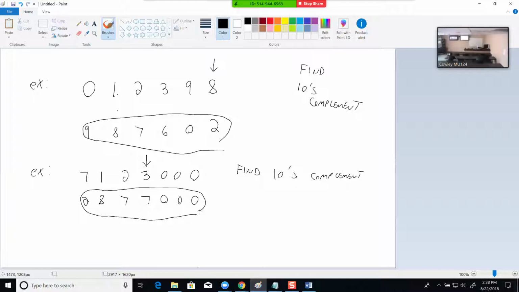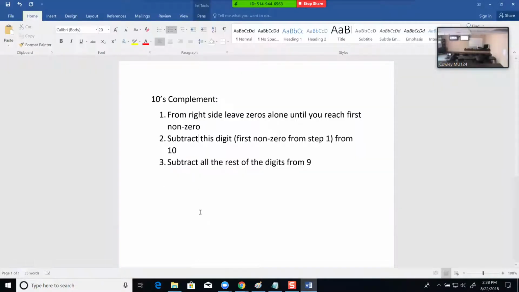Now that's 2 examples down at the bottom of page 12. Let's talk about the nines complement. And again, I got this written down to help you, and help myself.